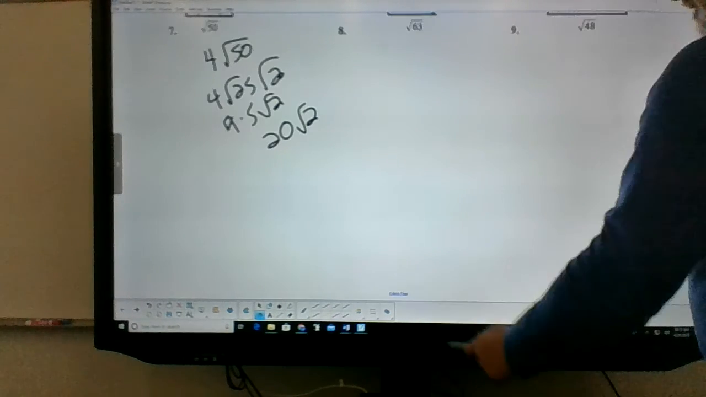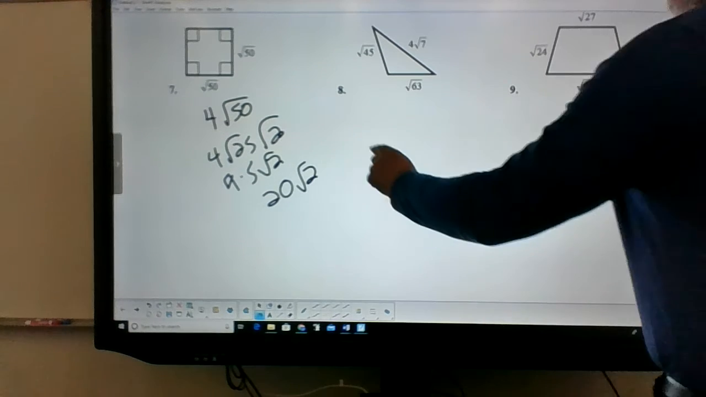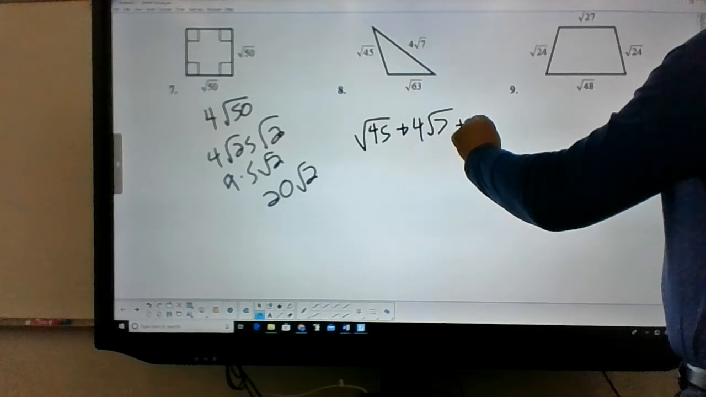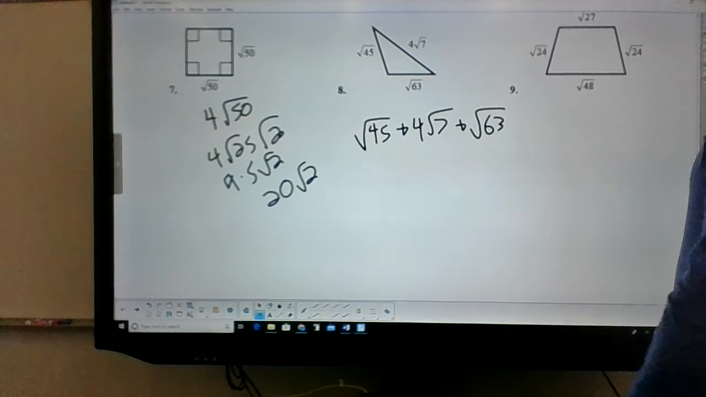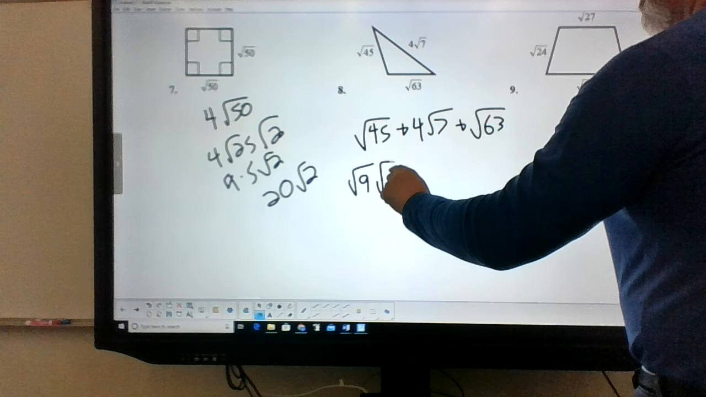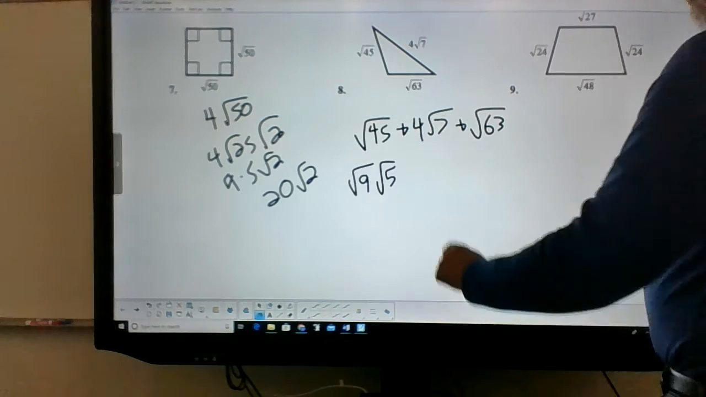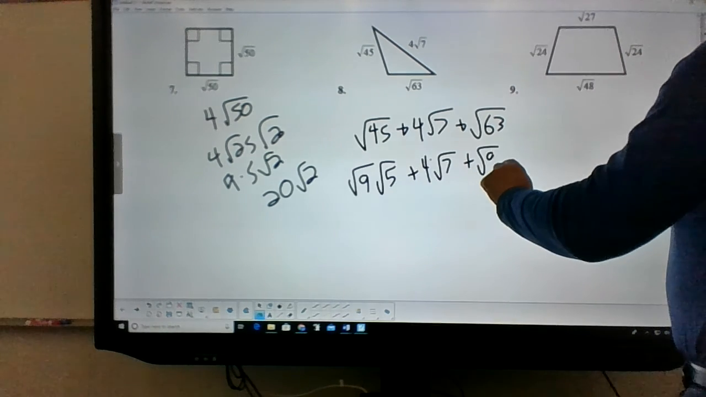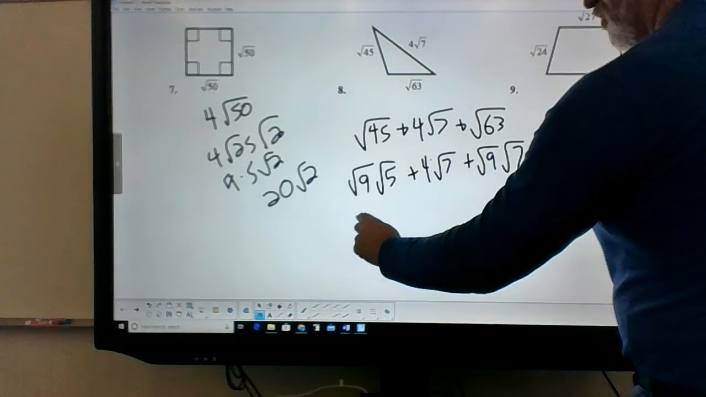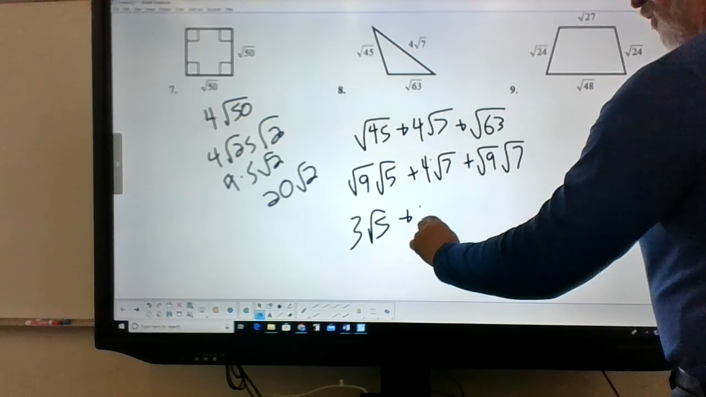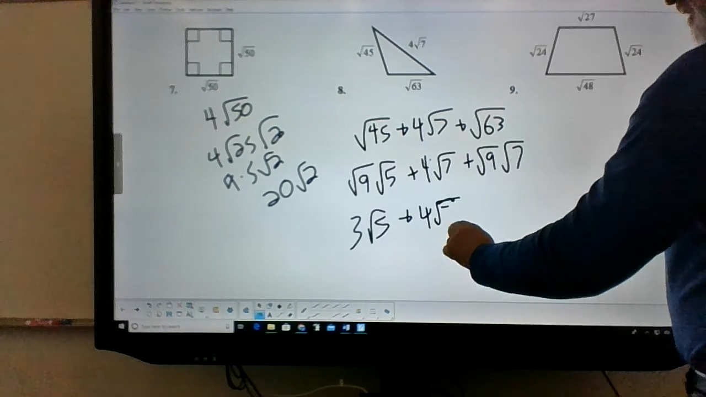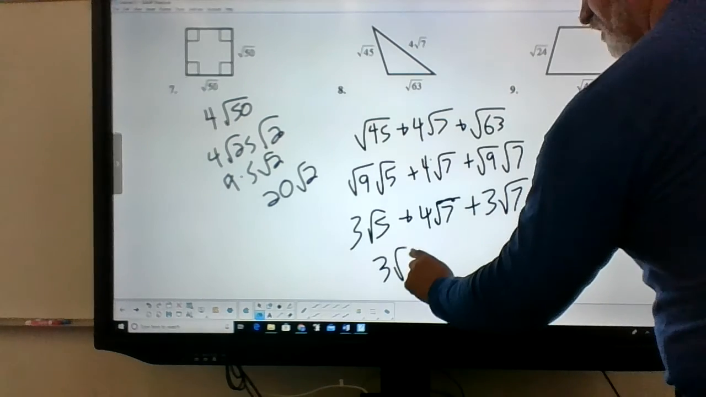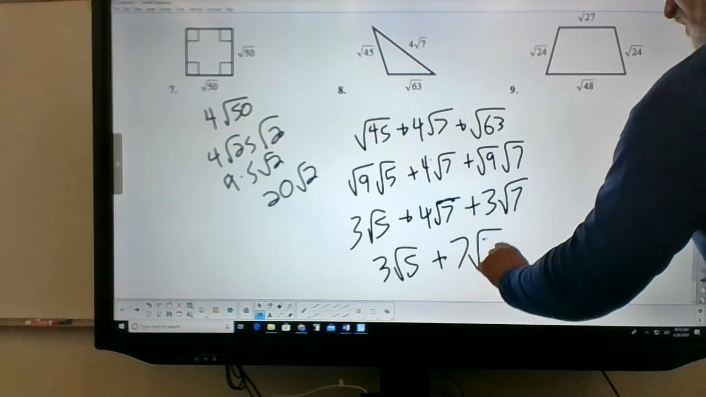Number 8, I'm just going to extend this up a little bit, and let's see what happens. We have radical 45 plus 4 radical 7 plus radical 63. I can get a 9 out. 9 times 5, radical 9 times radical 5, plus 4 radical 7, can't do anything, plus radical 9 times radical 7. So I have 3 radical 5, plus 4 radical 7, plus 3 radical 7, and if I combine that, 3 radical 5 plus 7 radical 7.